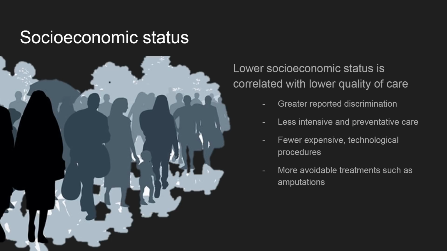Varying levels of healthcare quality can also depend on the socioeconomic status of a patient. Multiple studies have shown that those with lower socioeconomic statuses report greater discrimination and lower quality of care. They also receive less preventative care such as mammograms and prenatal care, and more avoidable procedures such as amputations. However, differences seen due to socioeconomic status may be confounded with other factors such as race and access to health care.